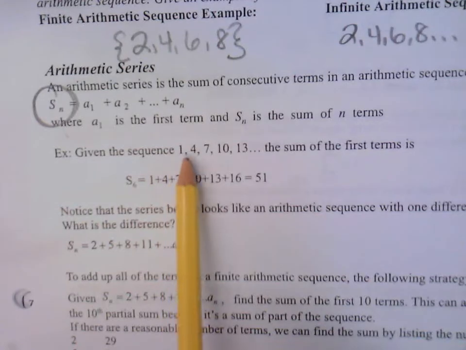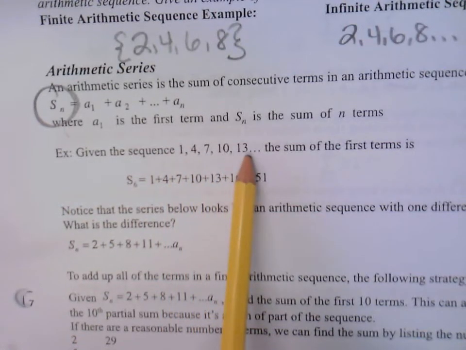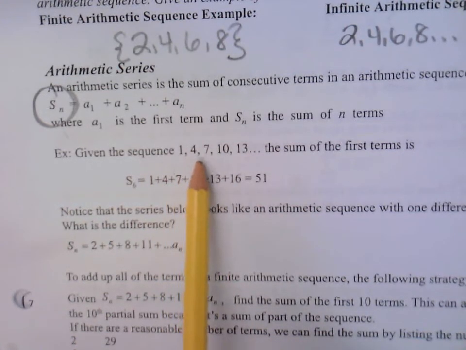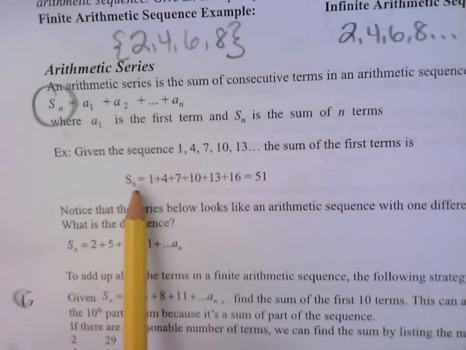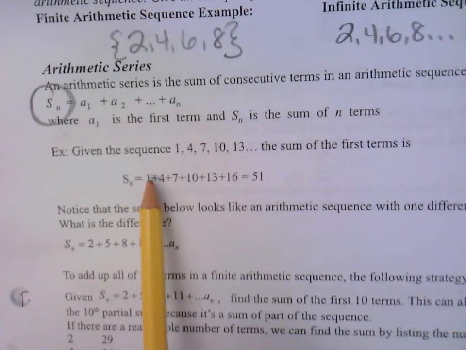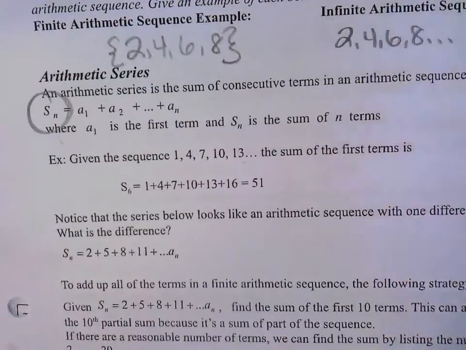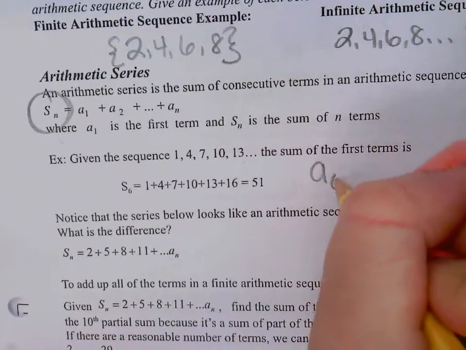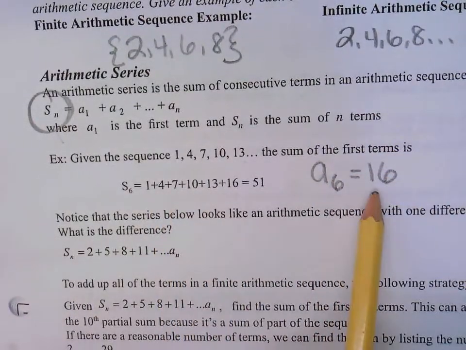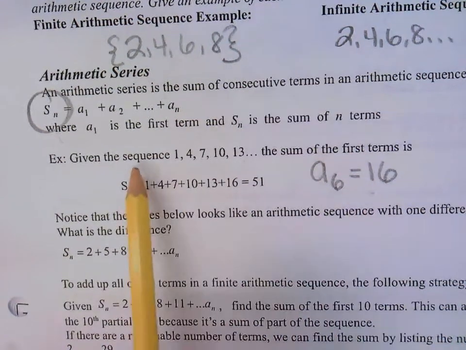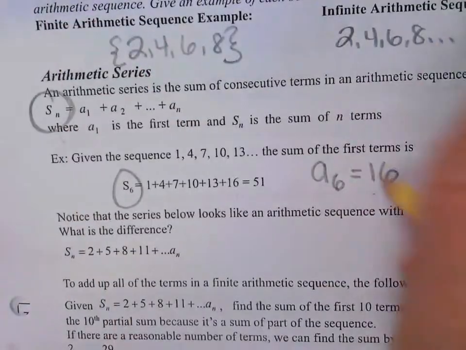1, 4, 7, 10, 13, right? This is arithmetic. You're going up by 3 every time. If they asked you S sub 6, they want you to add together the first 6 terms. But if they just asked you what A sub 6 was, you would just say the answer is 16, right? So there's a difference between saying S sub 6 and A sub 6.